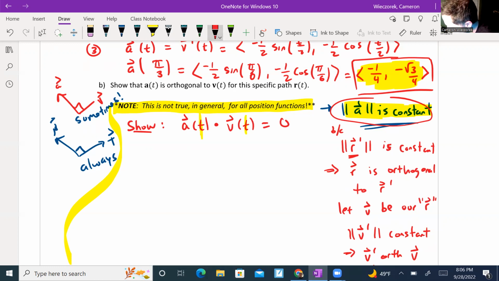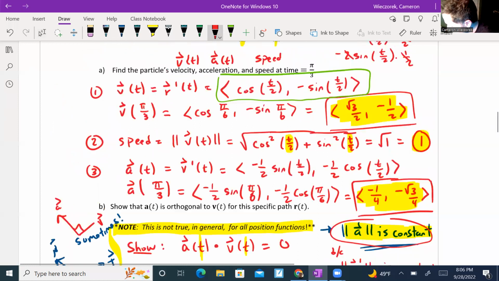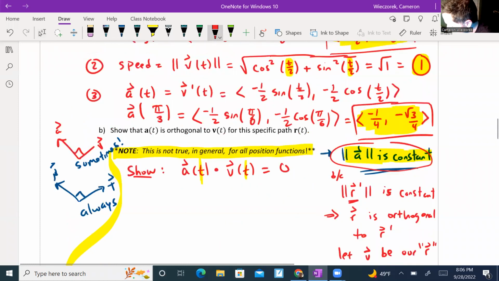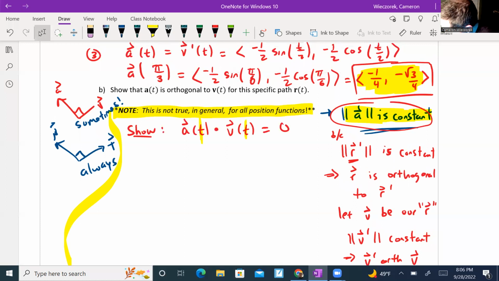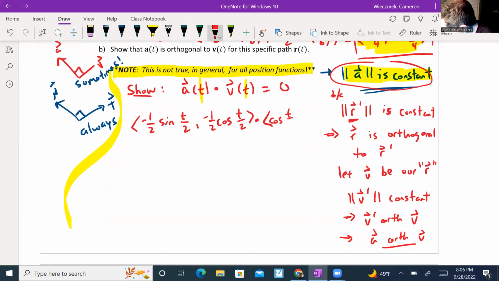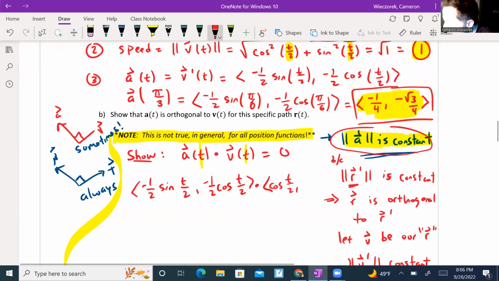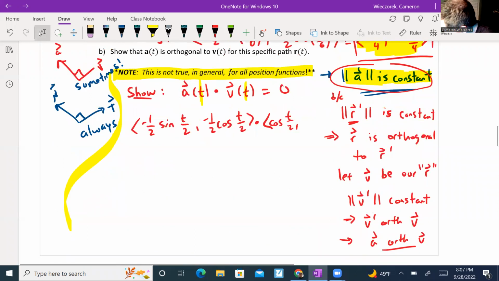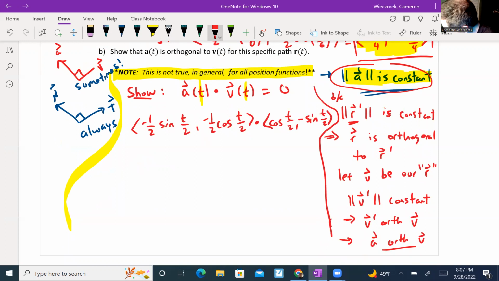Okay. So what was our acceleration vector? We're going to take our results from before. So we're going to take negative 1/2 sine of t over 2, negative 1/2 cosine of t over 2, and I'm going to dot product that with the velocity vector, which was cosine t over 2, and negative sine of t over 2.